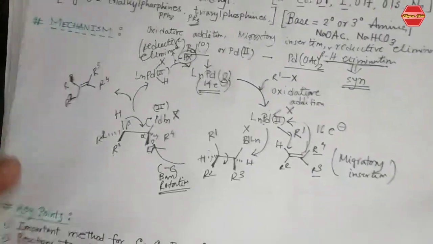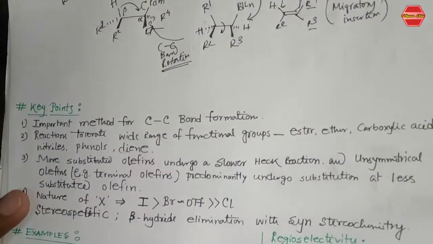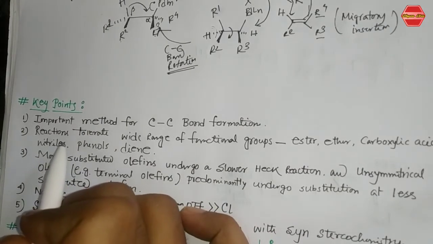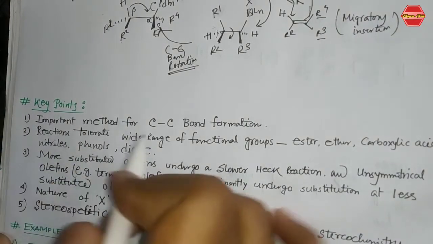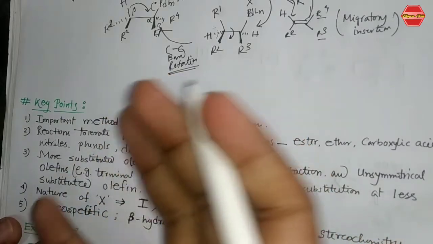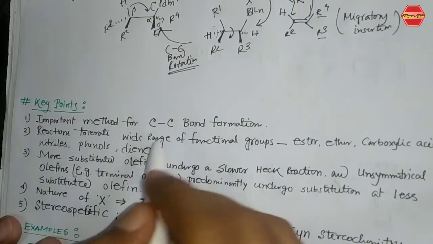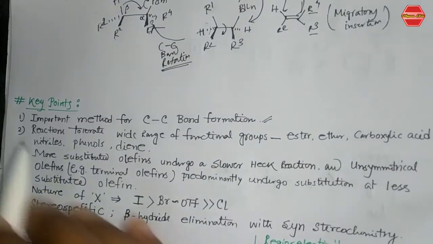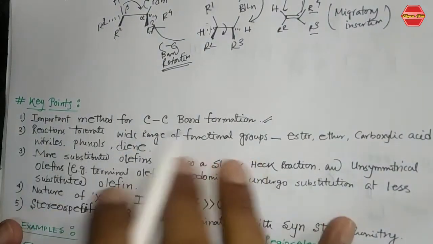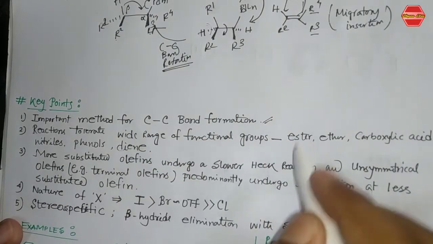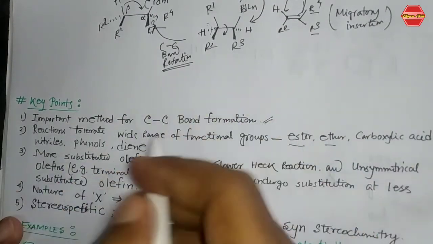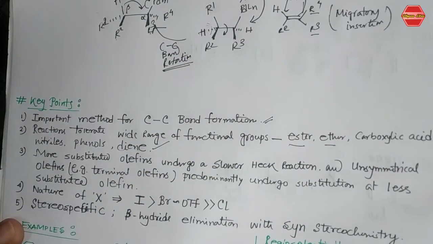So let's move on to the key points that you should remember, and that are very important for these Heck coupling reactions. So the first key point is that it is an important method, as I already told, for carbon-carbon bond formation. The next point of this reaction is that the reaction can tolerate a wide range of functional groups. That's basically esters, ethers, carboxylic acids, phenols, nitriles, or any kinds of dienes.